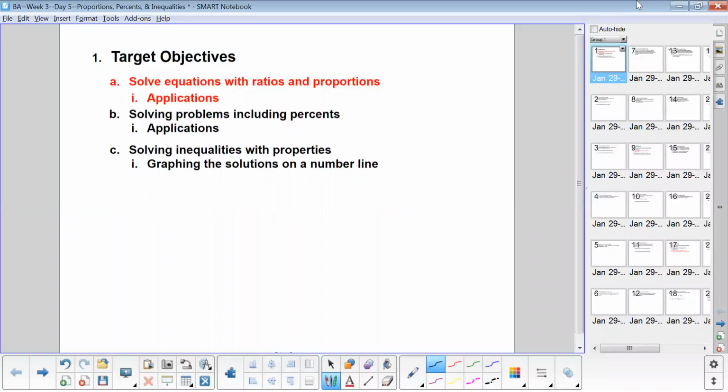This will be the first of three short series of videos. And the first one, what you see in red, is just setting up ratios and proportions with applications. So we'll look at unit rates, what they mean, and we'll look at proportions and how to set those up and how to solve those in a couple of different ways.